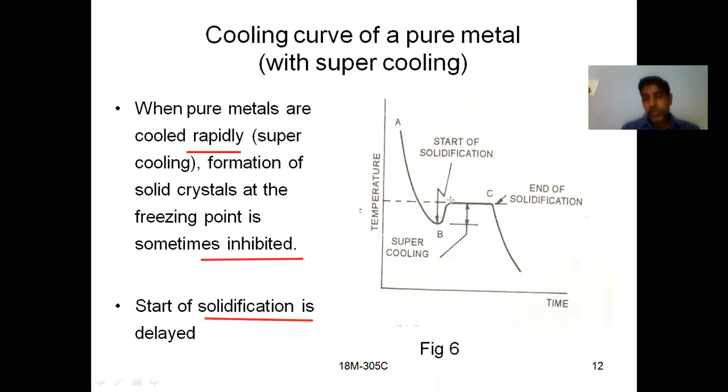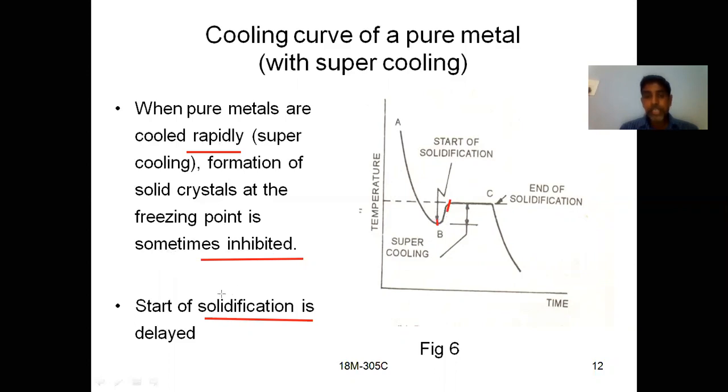If you see here, the solidification process started here. Actually, it should have started here, right? So because of this supercooling, what is happening? B is shifted downwards and the solidification process is delayed. So that is the difference between the cooling curve for a pure metal with slow cooling and with supercooling or rapid cooling. When you go for rapid cooling, from A to B, the freezing point is sometimes inhibited. Actually the freezing point should be here, but here is the freezing point.